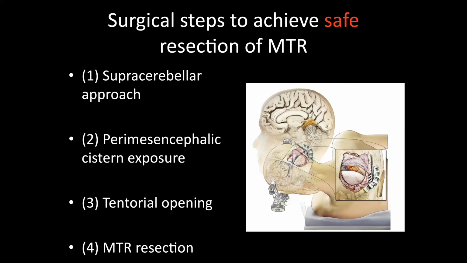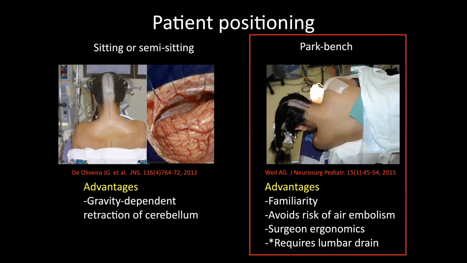Now, how does one safely resect the medial basal temporal lobe, particularly the posterior portion of it, through the SCT approach? There's really 4 steps to follow. It's performed through a suboccipital craniotomy, initially a supracerebellar approach, exposure of the perimesencephalic cisterns, opening of the tentorium to reach the supratentorial space, and resection of these mesial temporal structures.